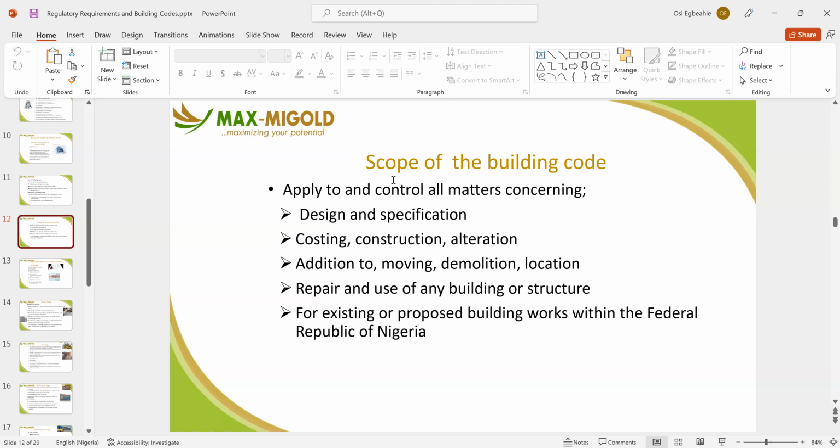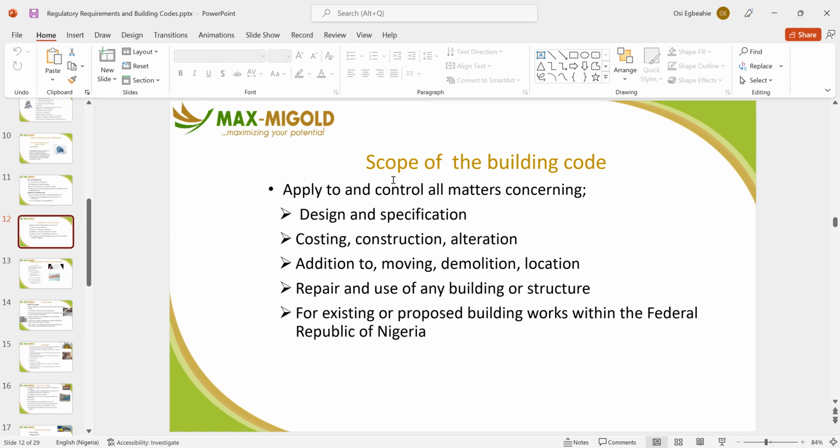Scope of the building code: it applies to and controls all matters concerning design and specification. It also manages costing and construction alterations. It looks also at addition, moving, demolition, or location. You may say, oh, I'm not doing a new building. The code also covers renovations, movement, and demolition.